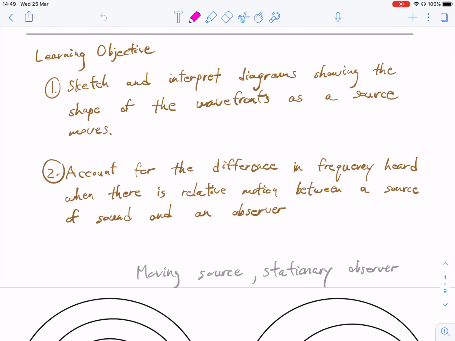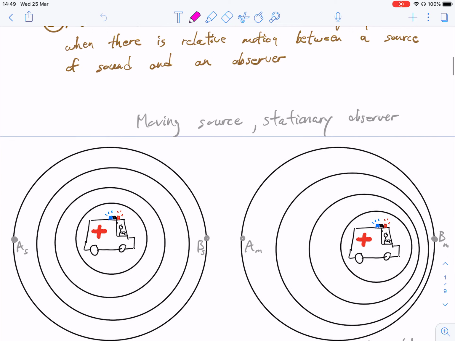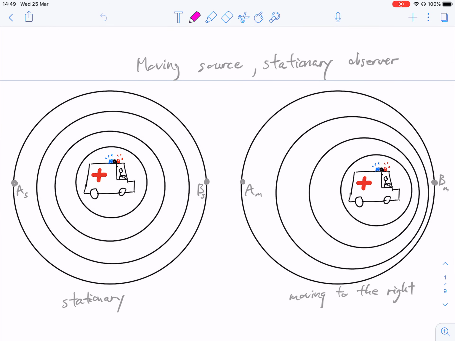So we're going to combine the first two learning objectives together because they're all shown quite clearly in the diagram below. The first thing to do is to sketch and interpret diagrams showing the shape of wavefronts as a source moves. So here we have two different diagrams. On the left, we have a stationary sound source.